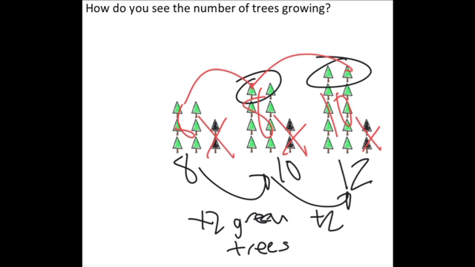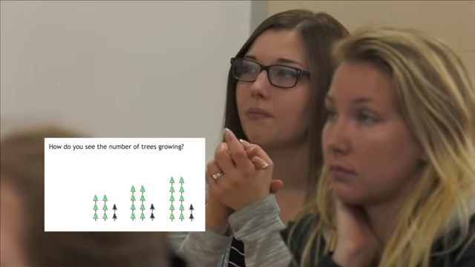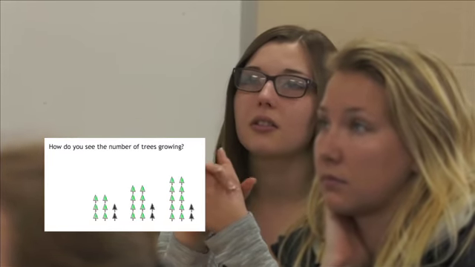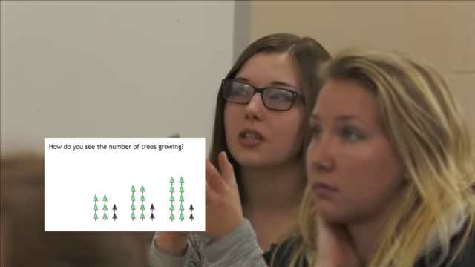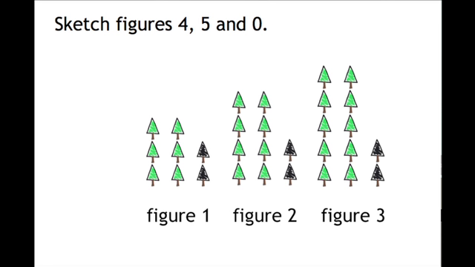I completely ignored the black trees, because I knew that stayed the same, so then I saw it as 6, 8, 10. Still increasing by 2. And what I'd like you to do is try to sketch figures 4, 5, and then 0. What would it look like? And then where else are we going to go with this?